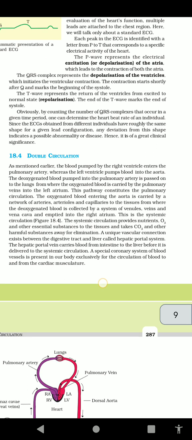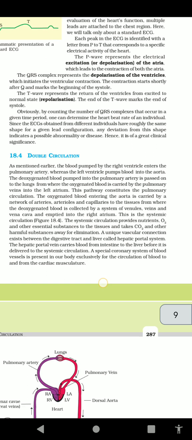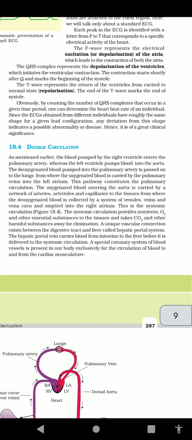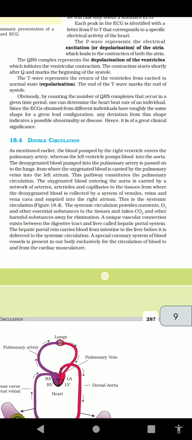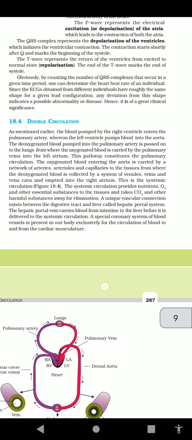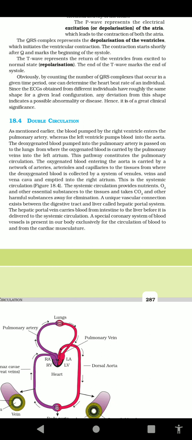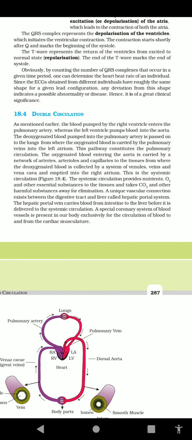Each peak in the ECG is identified by a letter, P to T, corresponding to specific electrical activity of the heart. The P wave represents the electrical excitation or depolarization of the atria, which leads to the contraction of the atria. The QRS complex represents the depolarization of the ventricles, which initiates the ventricular contraction. The contraction starts shortly after Q and marks the beginning of the systole.